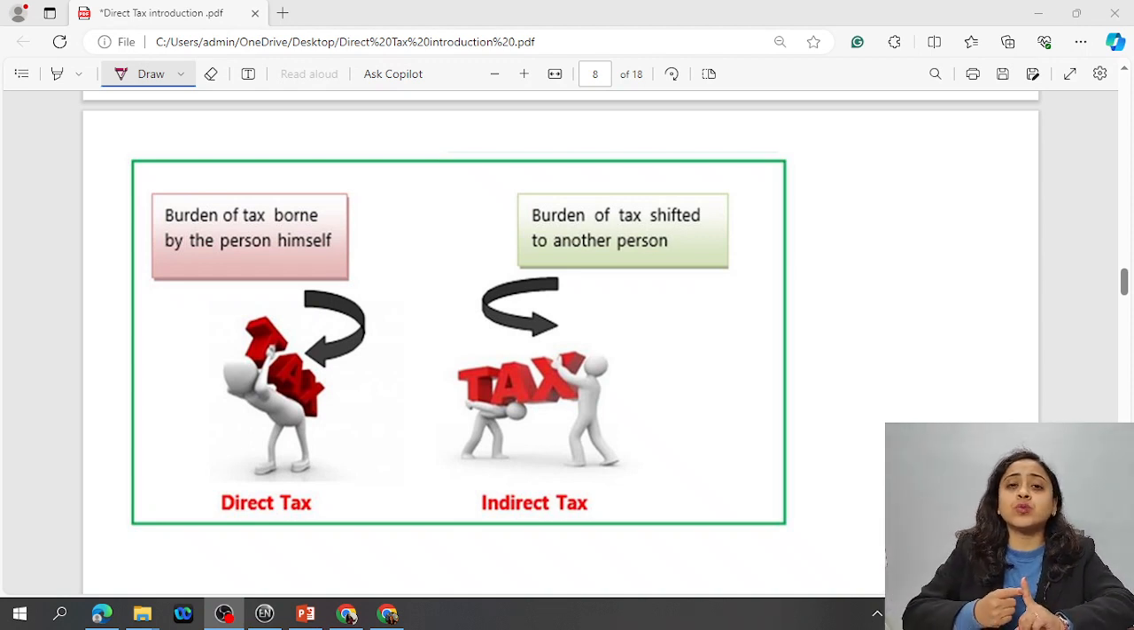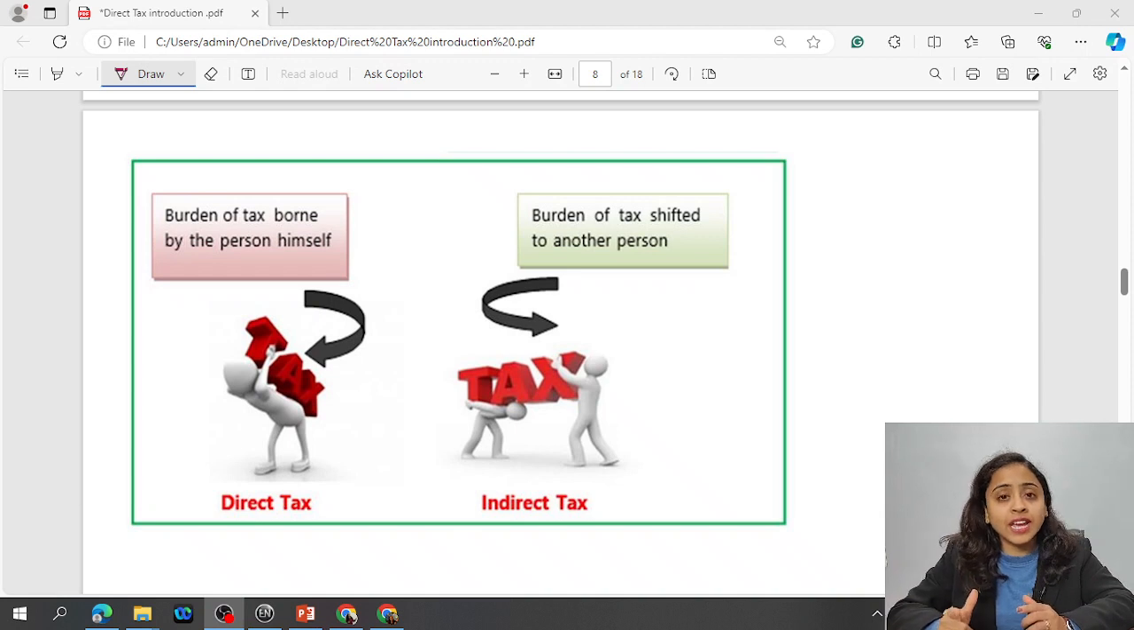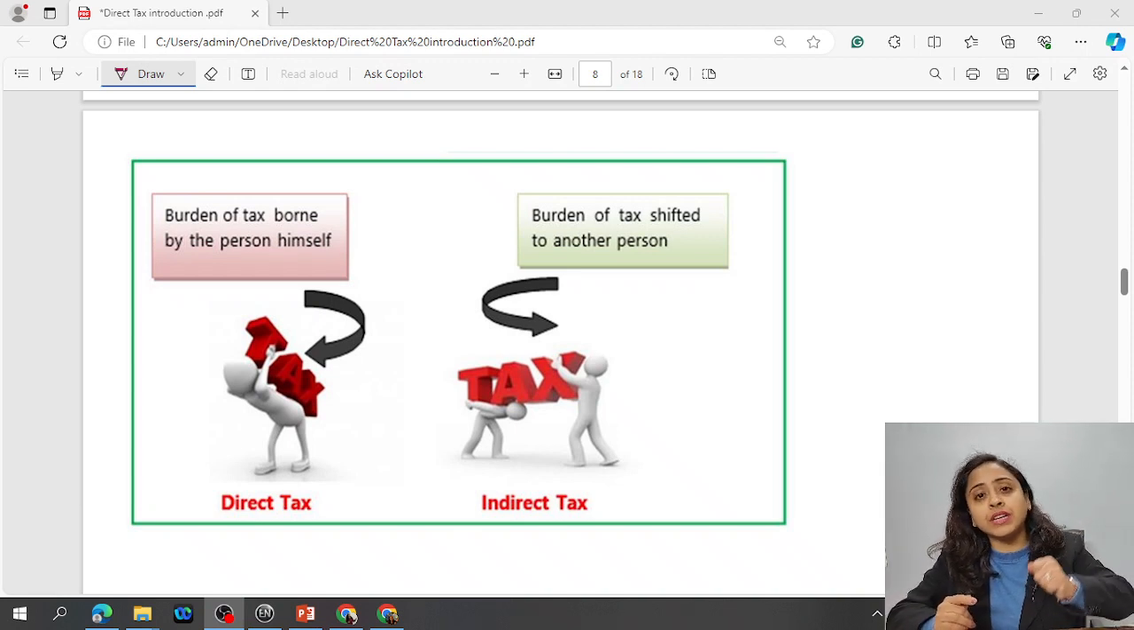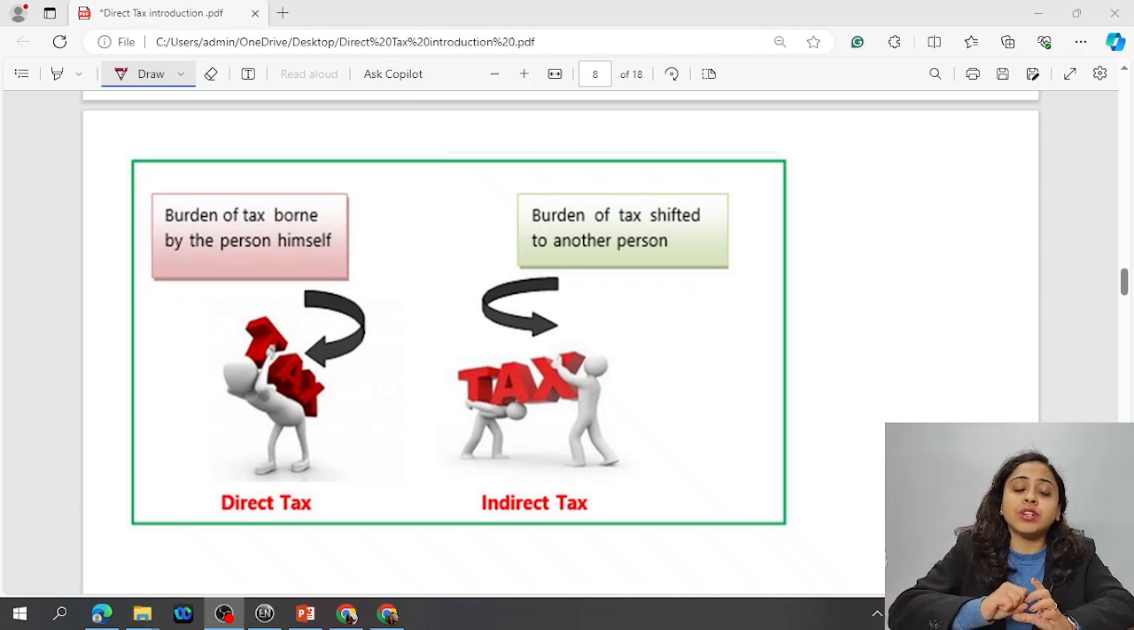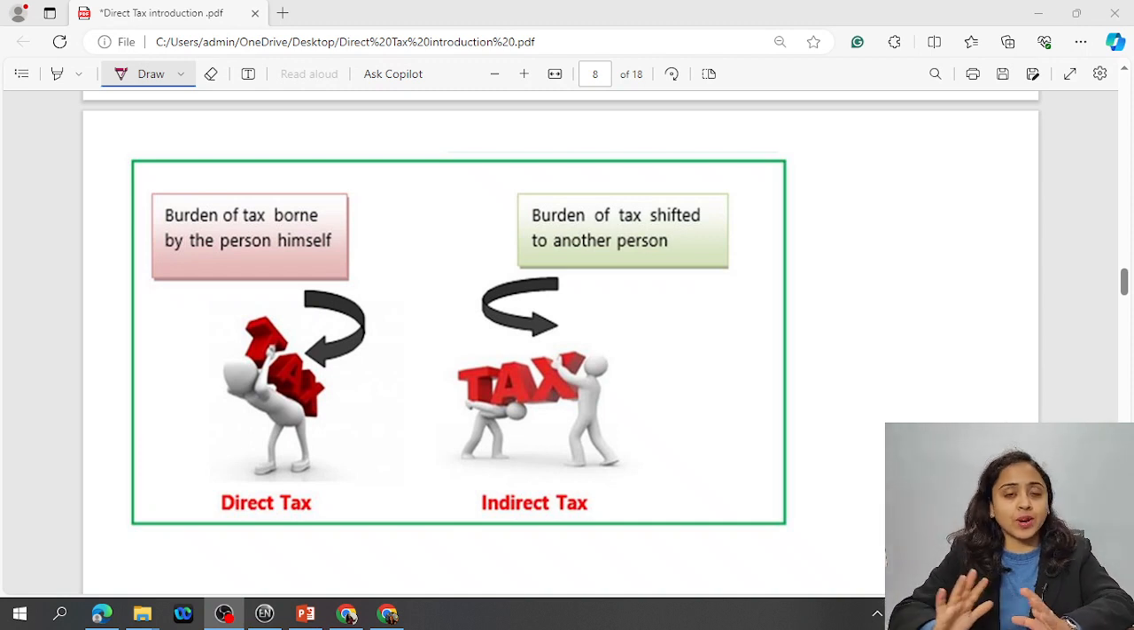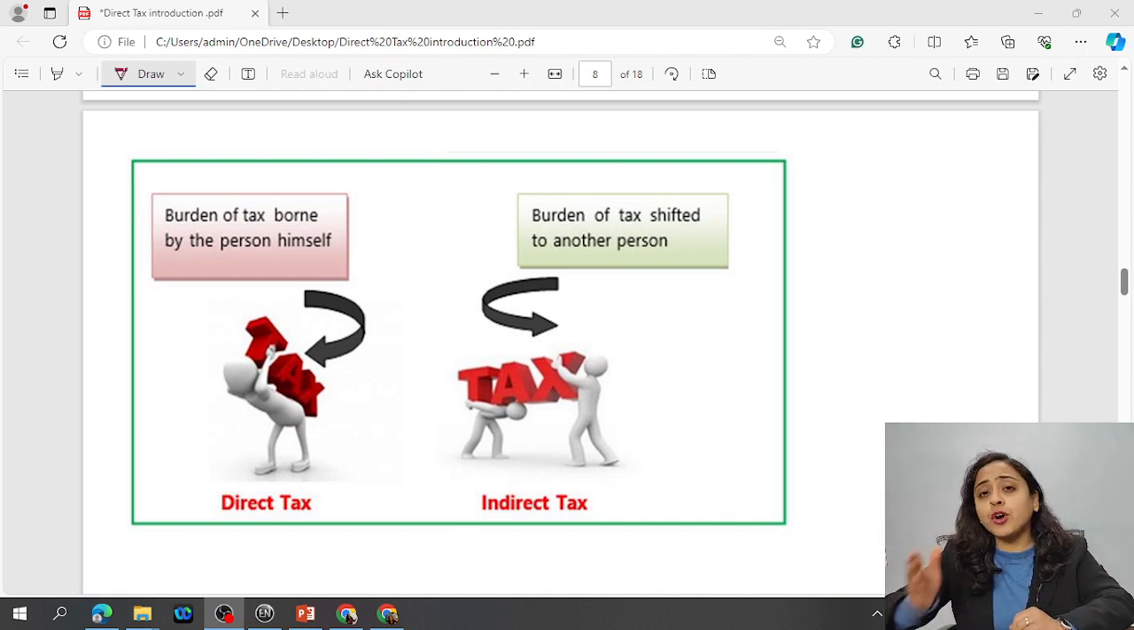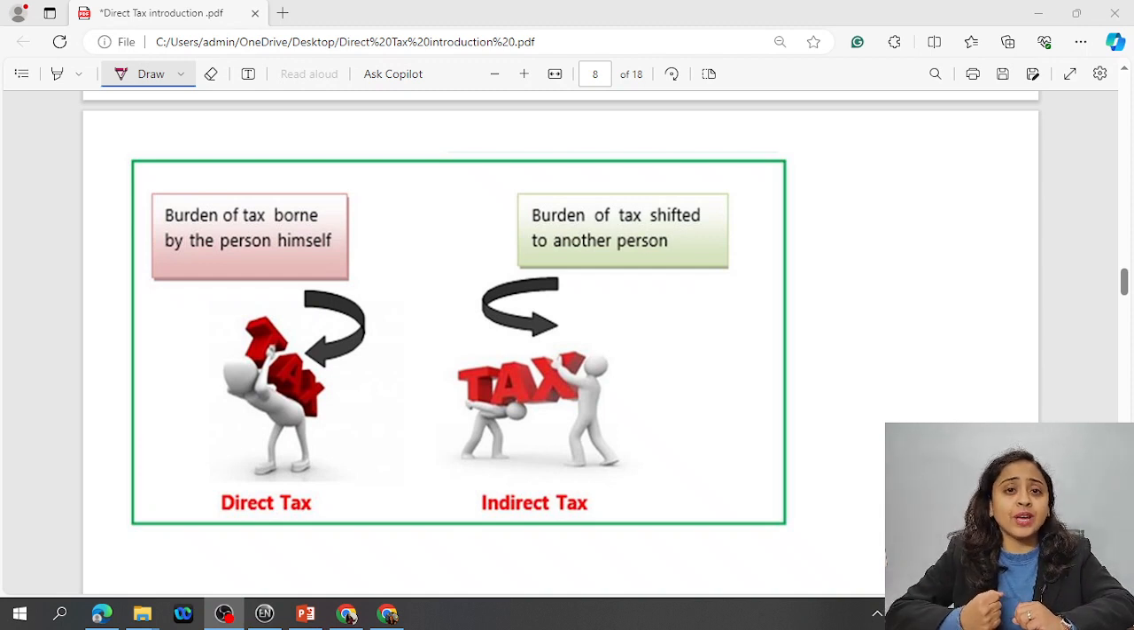That means the person who is earning income, that person himself or herself is obliged to pay the taxes. They cannot shift the burden of tax. For example, if Mr. A is earning income, then Mr. A is liable to pay the taxes. He cannot shift the burden to anybody else. Now, indirect taxes are the taxes whose burden can be shifted.